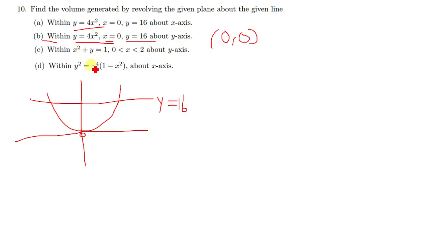So now we're trying to find when this region is being rotated on the x-axis. In the previous question we were rotating it on the y-axis. Now on this one we're rotating it on the x-axis. So our equation is y is equal to 4x squared. So you just make x squared the subject. So x squared will just be equal to y over 4.